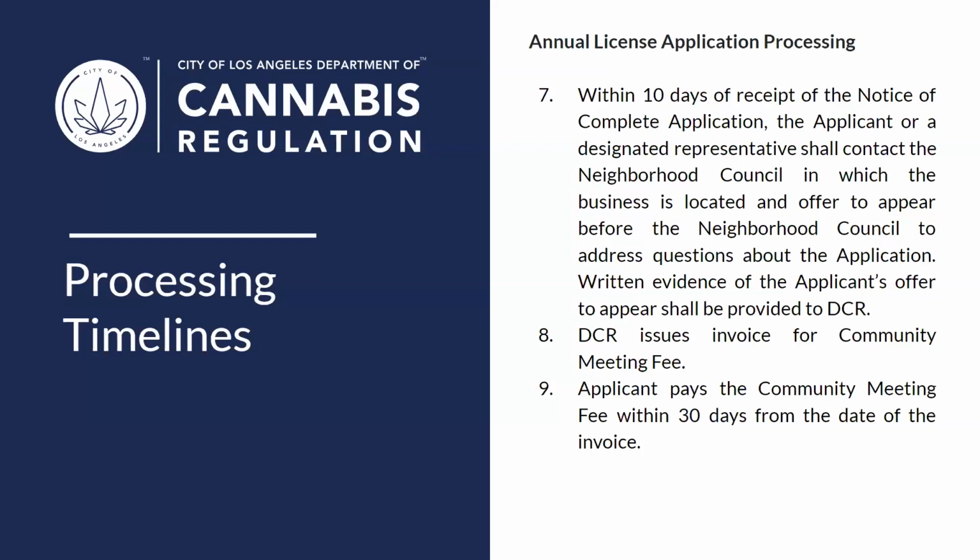DCR for these retails with on-site sales is required to conduct a community meeting. So once the application has been complete and you've received your notice of complete application, you will also be invoiced for the cost of conducting the community meeting. And those fees will have to be paid within 30 days of the date of the invoice. Failure to timely pay the fees will result in the abandonment of the application record.